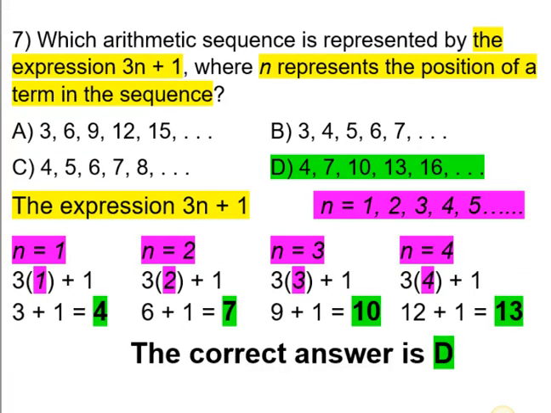If you said D, you are correct. And looking at the arithmetic sequence for D, we have 4, 7, 10, 13, and if we continued on, it would be 16 as well. So again, D is our correct answer. Let's move on to question number 8.